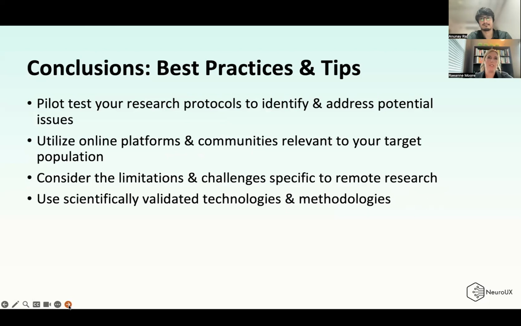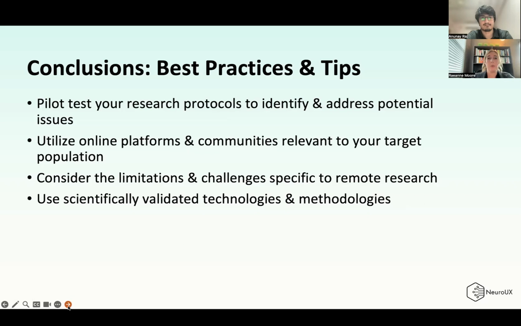But in terms of some tips and best practice guidelines, I highly encourage you all to integrate some of these methods into your research protocols if you aren't already. For all the reasons I pointed out in the beginning, it can increase generalizability, scale our research more, be more cost effective, and I encourage you to pilot test your protocols before you implement them with your research participants. This really helps identify and address any potential issues early on.